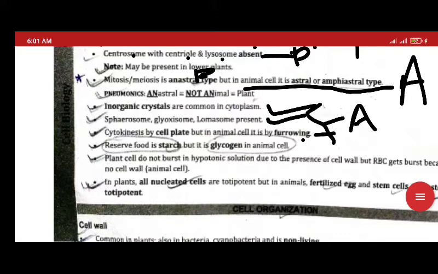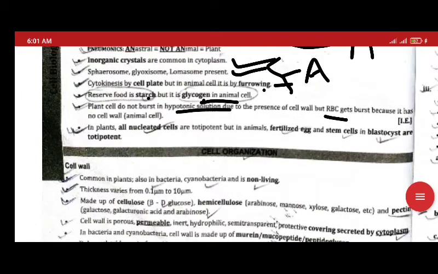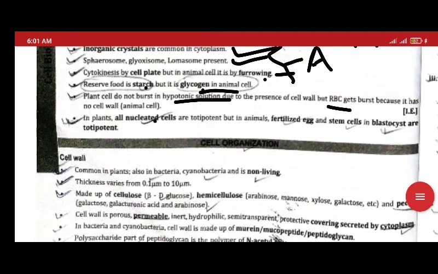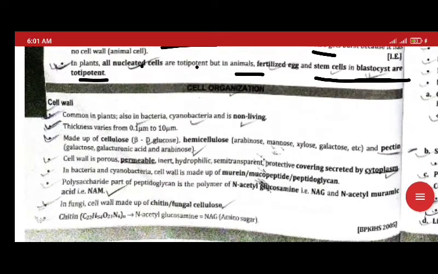And reserve food is starch in plant but glycogen in animal. Plant cell doesn't burst in hypotonic solution, but RBC gets burst in the solution. As we have studied, one experiment done is called what? That is hemolysis of RBC. Now in plant all nucleated cells are totipotent, but in animal blastocyst or stem cells are totipotent. Now we will continue to cell organization.